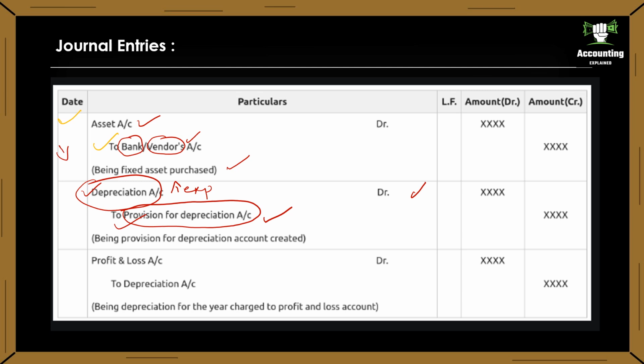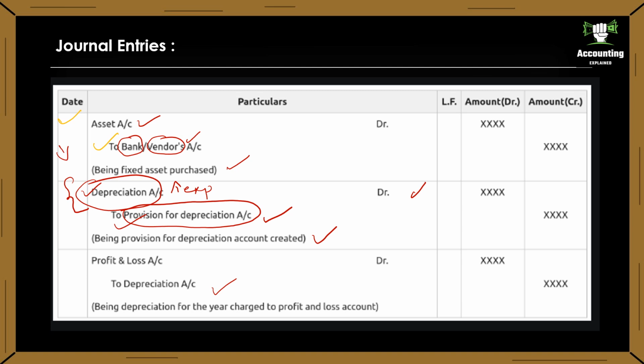And the narration is being provision for depreciation account created. Next, this depreciation you have created has to be transferred to the P&L account. For transferring the depreciation to the P&L account, here depreciation is debited. Now to transfer it, it has to be reversed, so you have to credit it. So the next journal entry is first you credit the depreciation account.